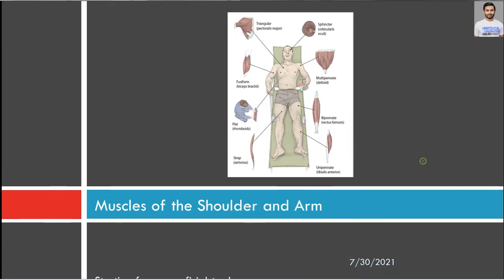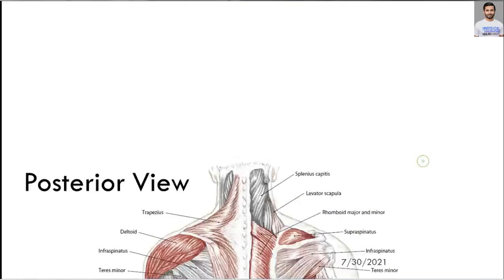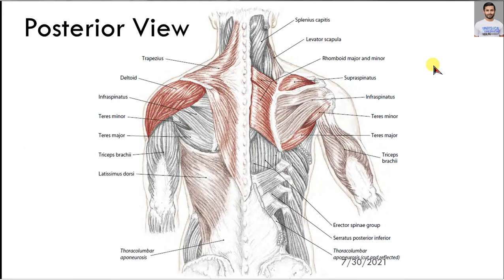The muscles of the shoulder and arm are again very important to palpate, and they are very important clinically as well. The trapezius is divided into upper trapezius, the middle trapezius, and the lower trapezius. Although in anatomical terms we call it the whole trapezius, clinically we divide the trapezius into upper, middle, and lower. So the upper is all the trapezius from above the spine of the scapula. The middle is from the spine of the scapula till the mid of the scapula. This is called the middle trapezius, and below that is called the lower trapezius.